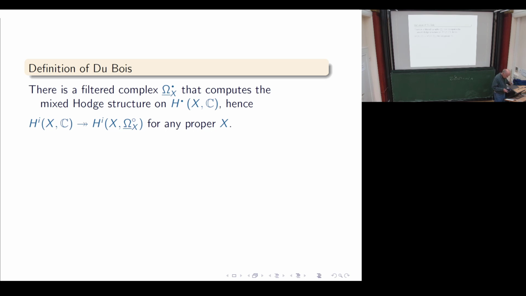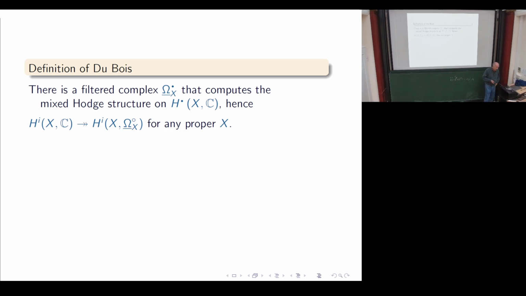Okay, so now comes just very quickly, more or less, if you want to know what Du Bois singularities are, what Du Bois wrote down originally. He said that there's a filtered complex that computes the Hodge structure. In particular, if you look at the zeroth graded piece, the point is that this is not a sheaf; this itself is a complex. Then I have this projection.